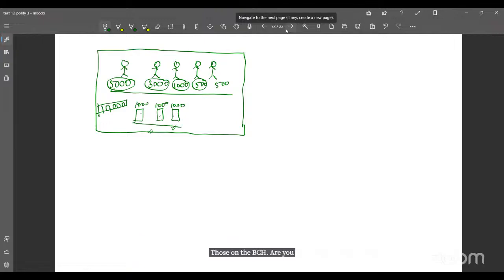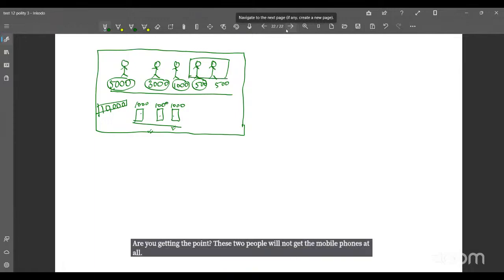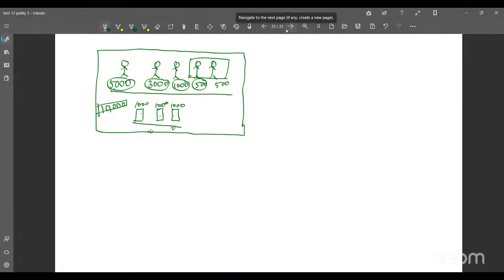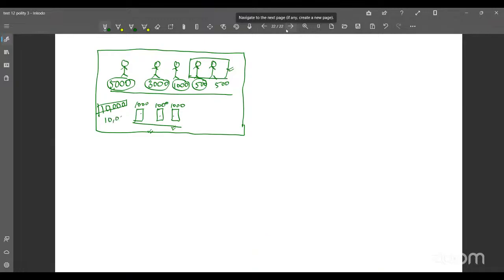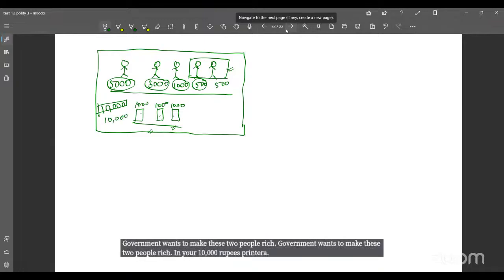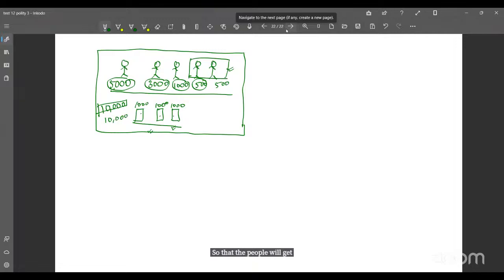இவ்வளவு தான் இவங்க வாங்குவாங்க. These 2 people will not get the mobile phones at all. இப்ப என்ன ஆகுது அப்படின்னு பாத்தீங்கன்னா கவர்மெண்ட் வாண்ட்ஸ் டு மேக் திஸ் 2 people ரிச். அதாவது என்னன்னா இவங்களுக்கும் மொபைல் போன் வாங்கணும் அப்படின்னு சொல்லிட்டு என்ன பண்றாங்க அப்படின்னு பாத்தீங்கன்னா இந்த 10,000 ரூபாய்க்கு பதிலா இன்னொரு 10,000 rupees பிரிண்ட் பண்றாங்க. சோ தட் பீப்புள் வில் கெட் மோர் மணி அப்படின்னு நினைச்சு பண்றாங்க.